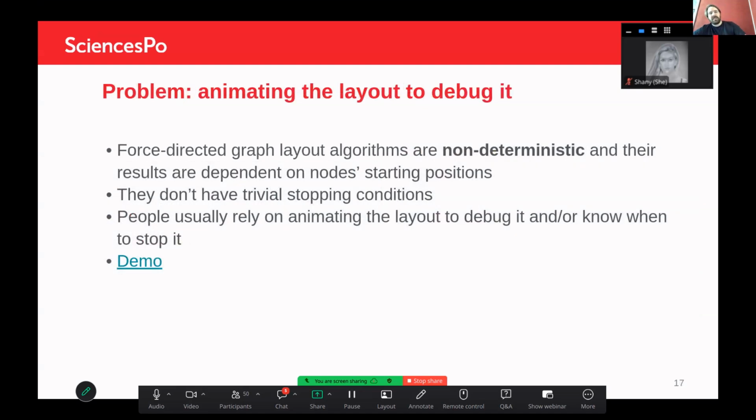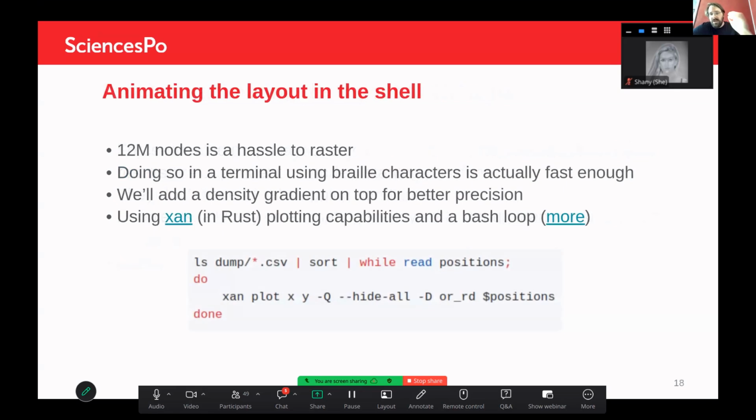The last problem I had is that usually when people want to debug the algorithm, they need to animate it. Force directed graph layouts are said to be non-deterministic. The result is dependent on how you started, and they don't have trivial stopping conditions, or at least we did not find them yet. So people usually rely on animating the layout to debug it or to know when to stop it. And here I have a very large graph. So I tried an oblique solution, because 12 million nodes is too much. I tried to render the graph in the terminal using Rust and Braille characters, and I added a nice density gradient on top.